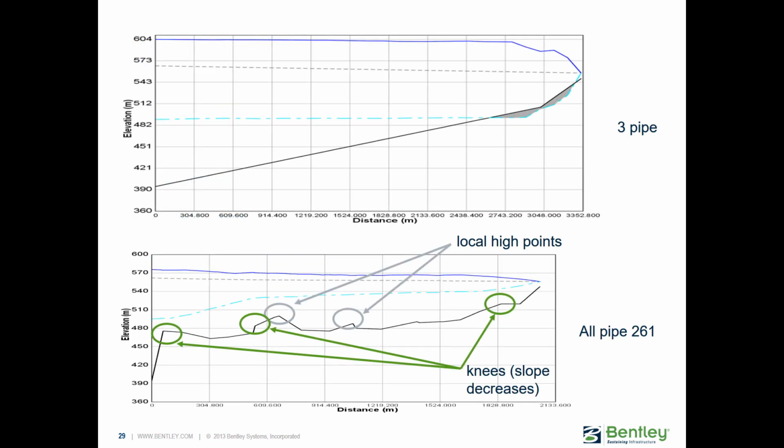So this is the profile you can see here at the top of the 3-pipe version, and at the bottom is the all-pipe version. You can see there's some circled knee points. These are potential local high points that could be significant, some of which were removed in the 3-pipe version, especially the one way over on the left. You can see that one is up at almost 480 meters. It would have been up here, but because we only have 3 pipes, it kind of removed that.